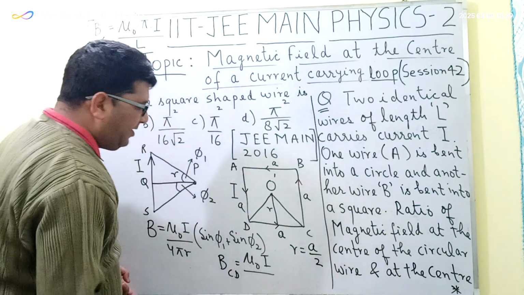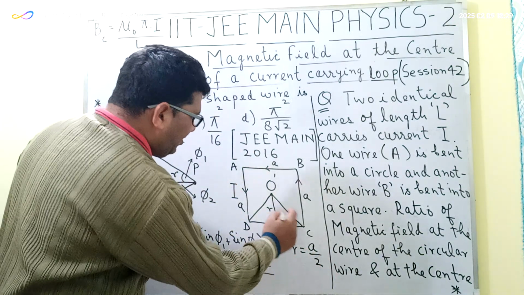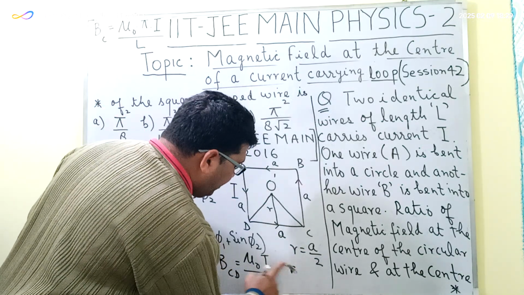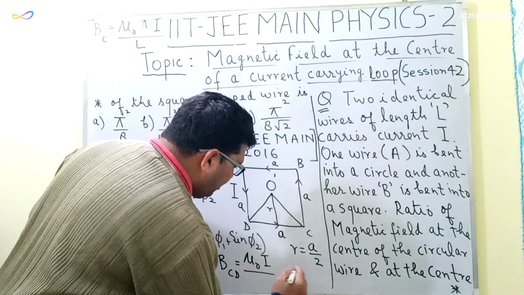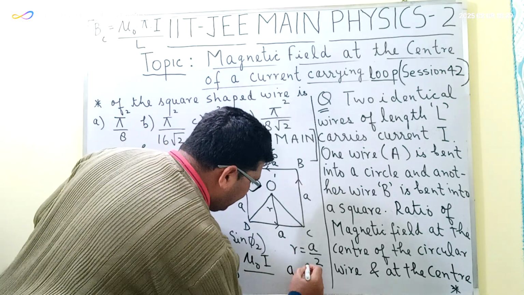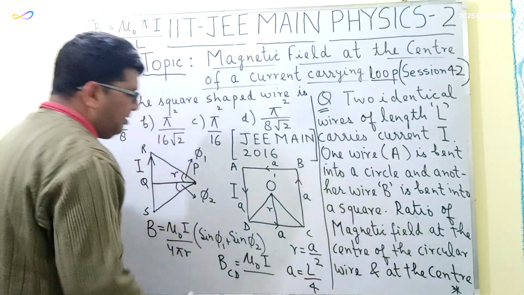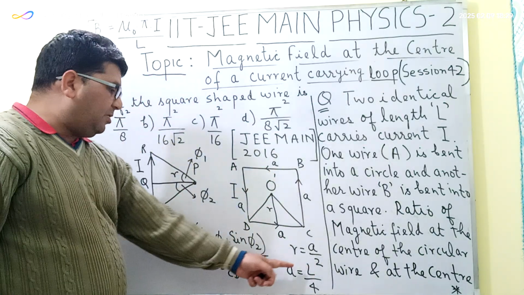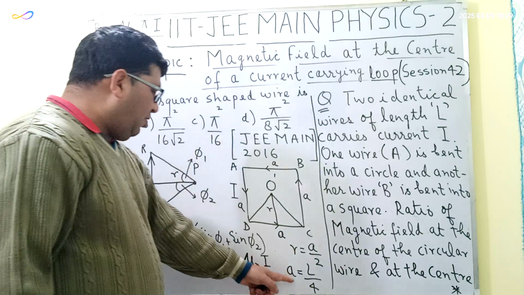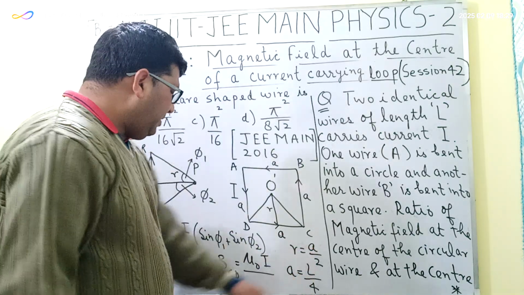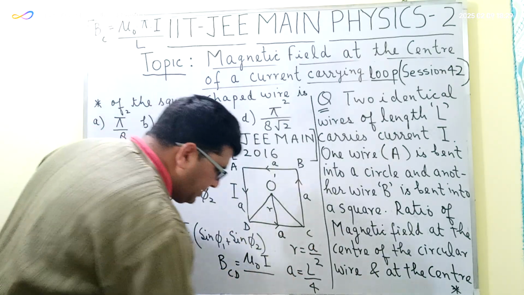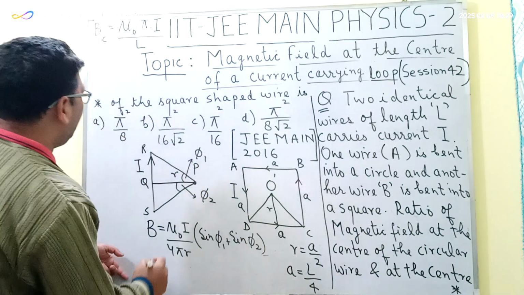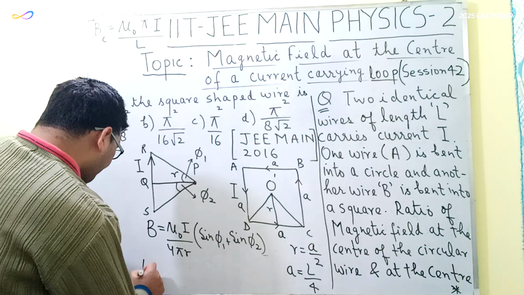And we have found that A was equal to L by 4, because the perimeter of this square is equal to 4A and this is equal to L. So A will be equal to L by 4. So the value of R will be equal to L by 8. So here I can just write the value of the magnetic field.